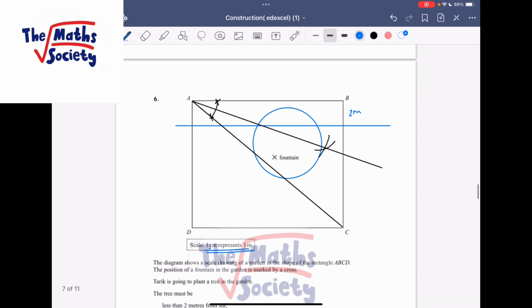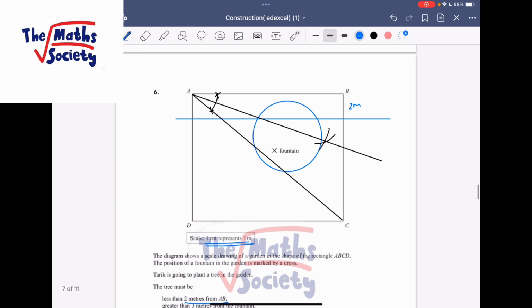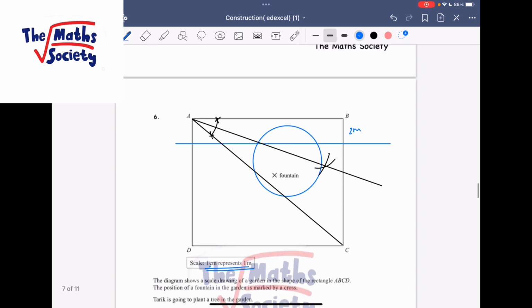Yep. And then it says, using a ruler and compass only, show all your construction lines. Construct and show by shading the region. It has to be less than 2 meters, and greater than 4 meters from the fountain, and closer to AB. So that's going to be just this side, because it's closer to AB than to AC. Label it region R.